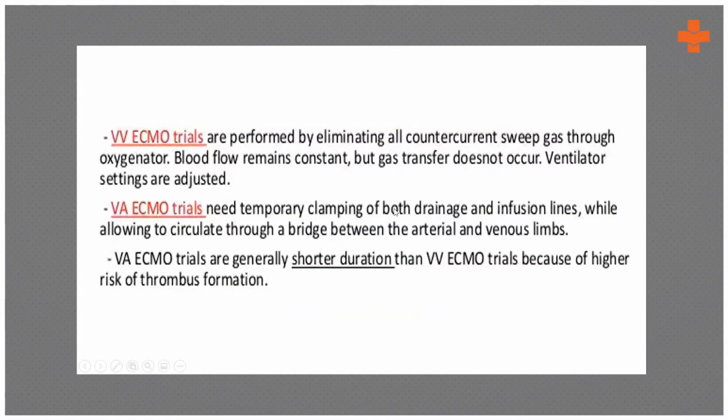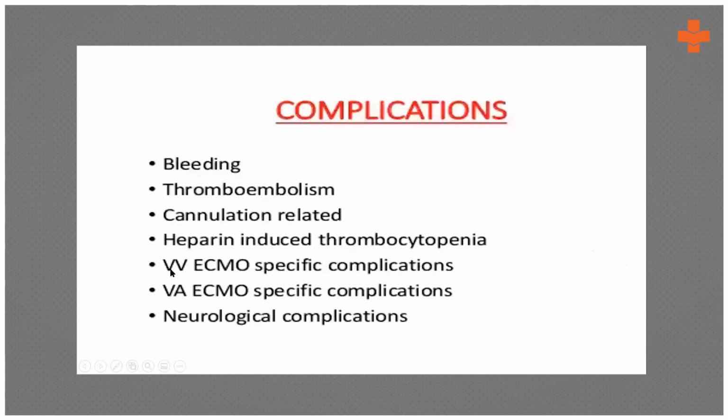So we clamp the drainage and infusion lines, and we try to see whether the native heart is able to fulfill the body's demand. So you'll come to know with your lactates, with your tissue perfusion measures, whether the patient is doing well. VA-ECMOs are generally shorter than the VV-ECMOs because of the high risk of thrombus formation.